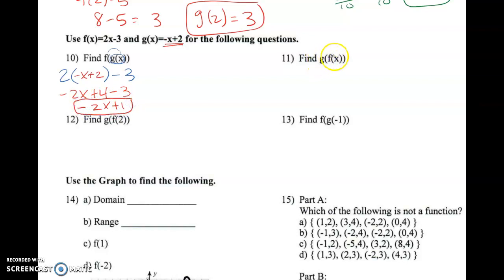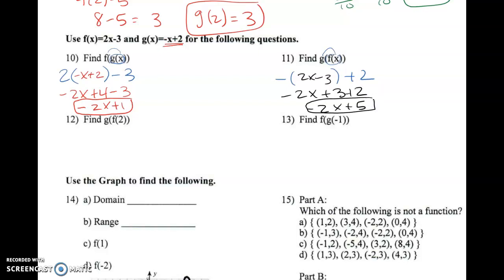For 11, it says plug function f into function g. So function g is negative x plus 2. And I'm plugging in f into g. So f is 2x minus 3. So what is that? Negative 2x plus 3 plus 2. So negative 2x plus 5.